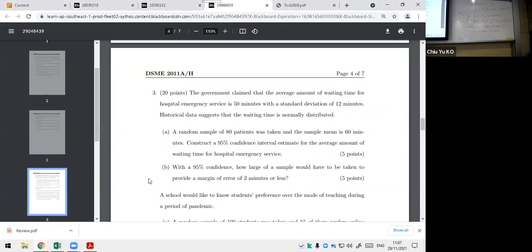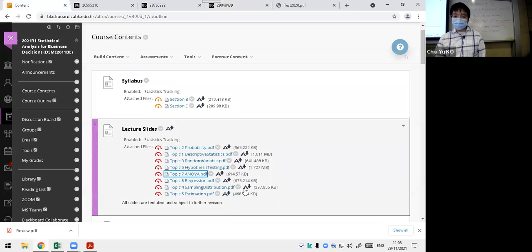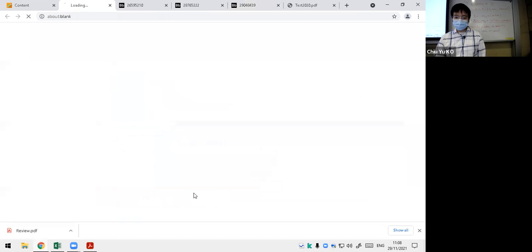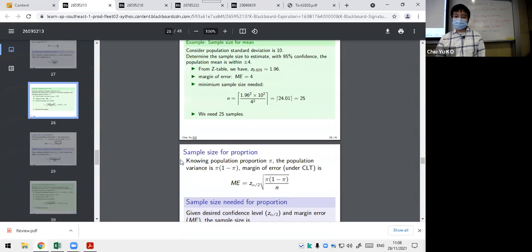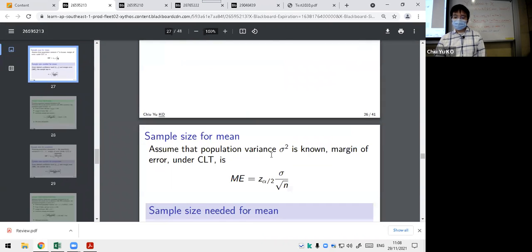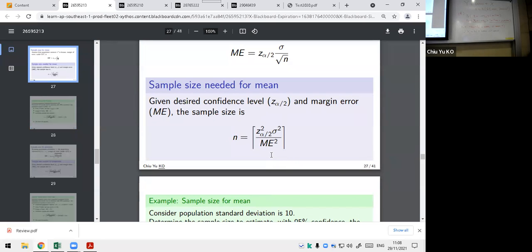The second one is also very straightforward, because that is a sample size, normal, you know the formula, right? N is equal to what? Remember? If you don't remember, that's fine because it's open book. So we go to estimation, and the sample size is this guy. Let's copy here.